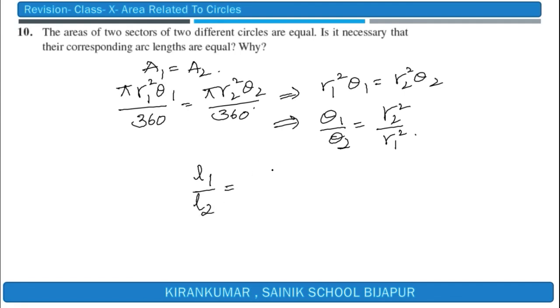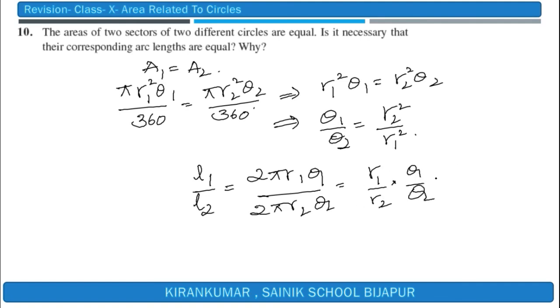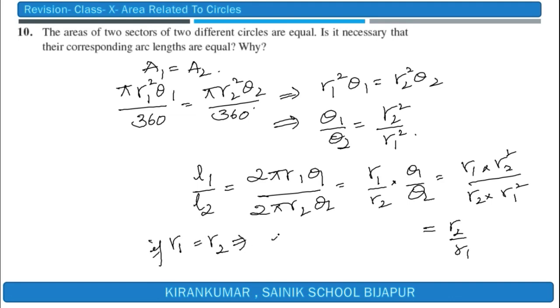Let me consider L1 upon L2, the lengths of the arc. This will be 2 pi r1 theta 1 divided by 2 pi r2 theta 2, we get r1 by r2 into theta 1 by theta 2. Here r1 into r2 square divided by r2 into r1 square, this becomes equal to r2 by r1. Hence, if r1 and r2 are equal, then L1 will be equal to L2. But this condition may not be true. If r1 and r2 are equal, then only the lengths will be equal. Here it should not be any two circles, there should be two circles with the same radius. Therefore, the given statement is a false statement.